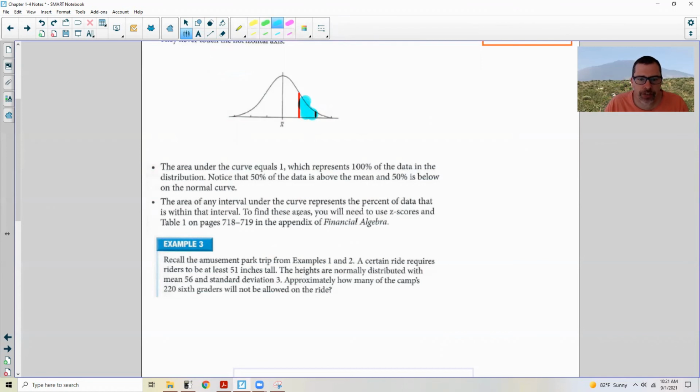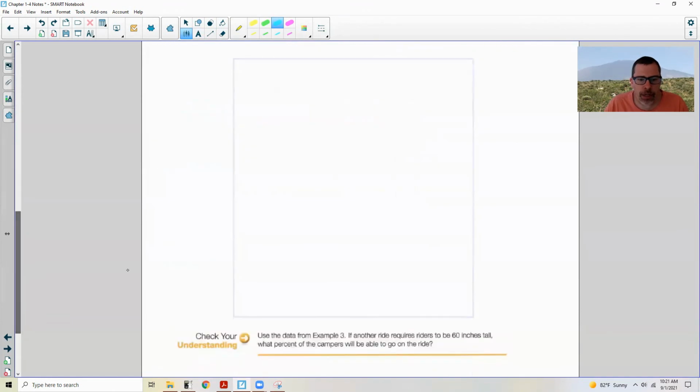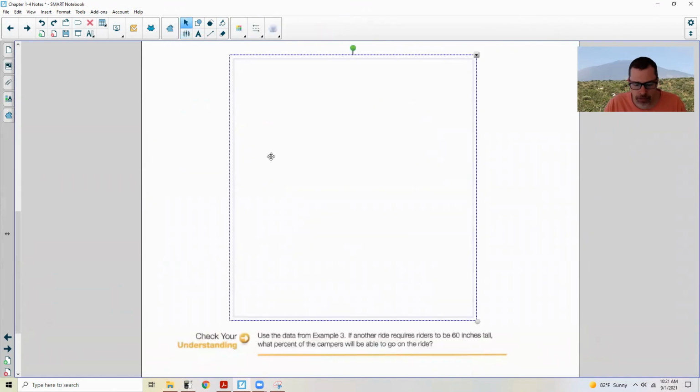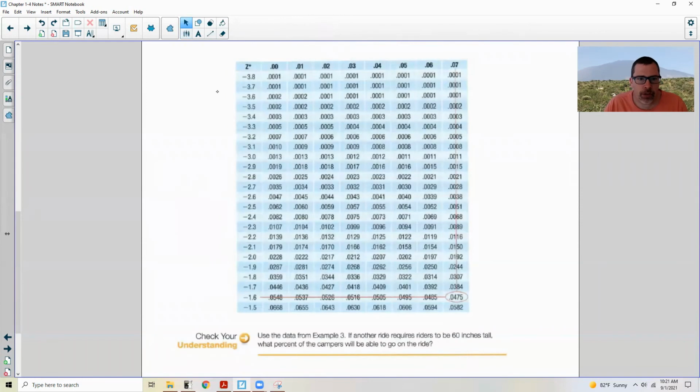To find these areas, you will need to use z-scores and Table 1 on pages 718 and 719 in the appendix of Financial Algebra. You obviously don't have a book, so I brought in that table and it's right here. Here is part of the table, only the negatives. Those are z's, by the way, z-scores.